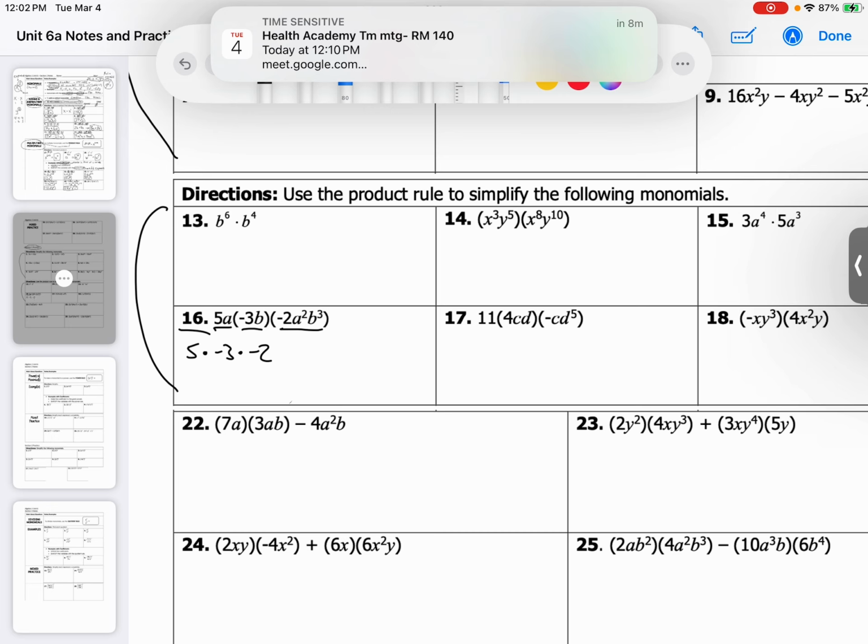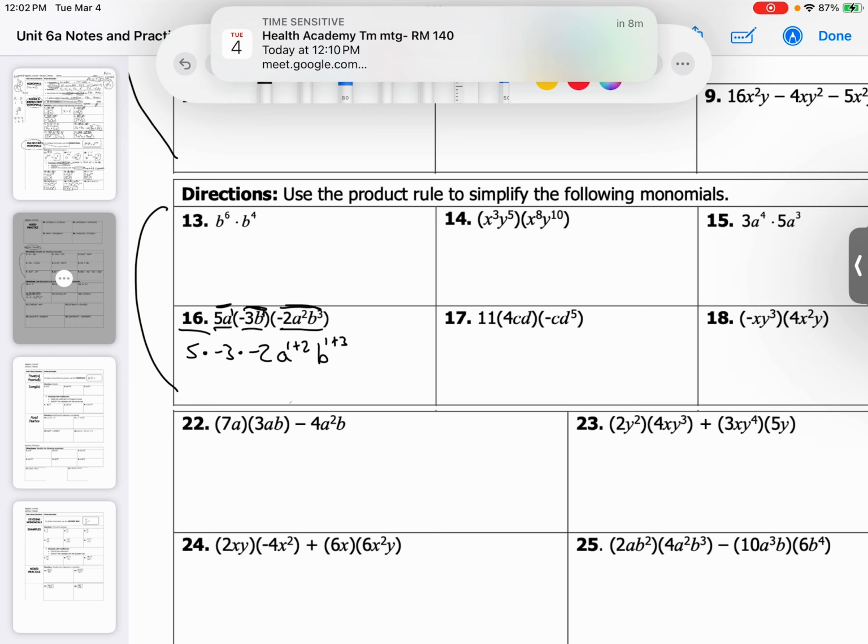Then I'm still going to do the variables one at a time. So I'm going to start with a. And if I look at this first one, I have a to the power of 1. In this next part, I don't have any a's, so I'm just going to move past that for now. And then in this next part, I have a to the power of 2, so I would add 2. Then I'll look at the b's. In this first part, I don't have anything for b's. In the second part, I'd have b to the power of 1. And in the third part, I have b to the power of 3, so I would add 3.